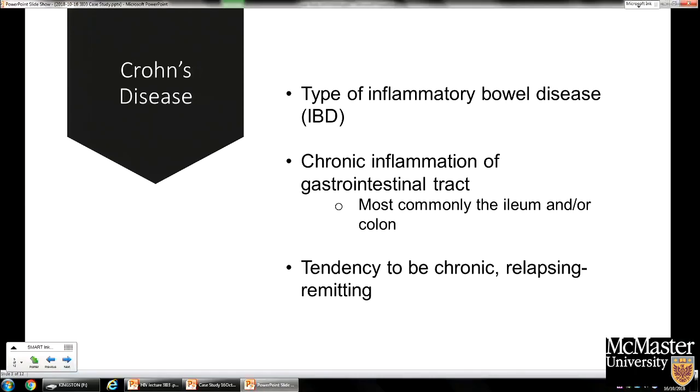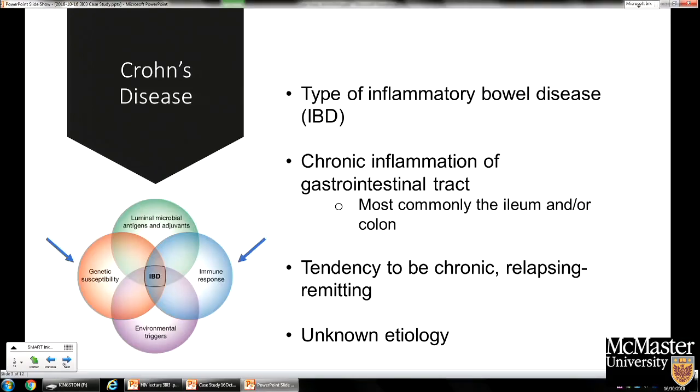Crohn's disease has a tendency to be chronic with patterns of relapse and remission. However, it's never cured. The etiology is currently unknown, but it is speculated that it's a complex interaction of 4 main variables: luminal microbial antigens and adjuvants that may be present, as well as the immune response to these microbes, some environmental triggers, and the genetic susceptibility of the patient. I'll touch on genetic susceptibility and the immune response a little bit more.